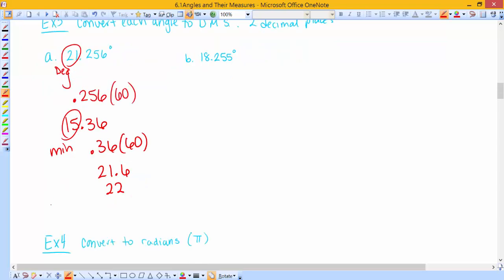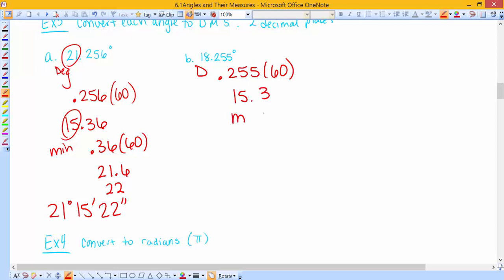So my final answer ends up being 21 degrees, 15 minutes, and 22 seconds. So let's do this one more time. Here's my degrees, and I'm going to take the 0.255 and multiply it by 60 to get the minutes, which gives me 15.3. That's my minutes. Then I take the 0.3 and multiply by 60 again to get the seconds, which is an even 18. So I have 18 degrees, 15 minutes, and 18 seconds.